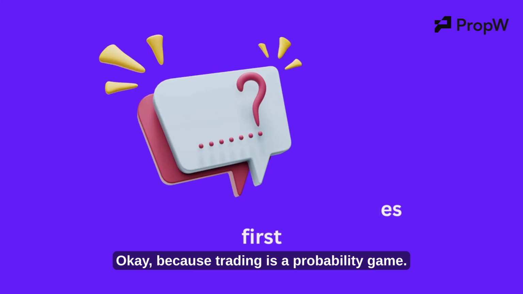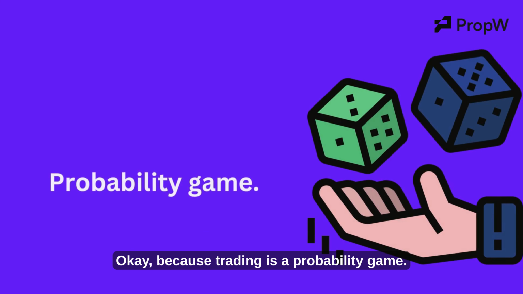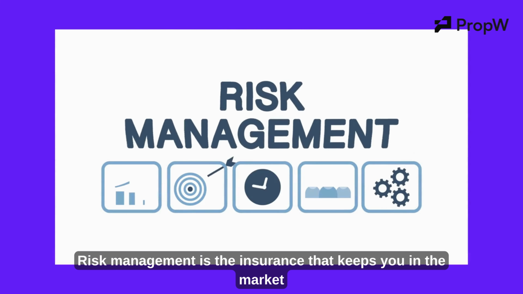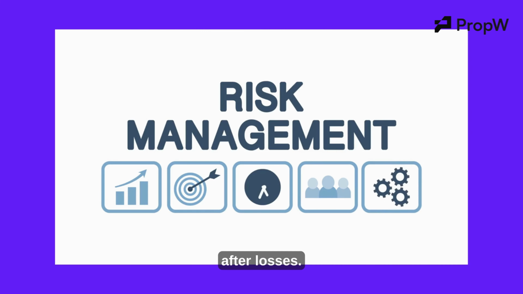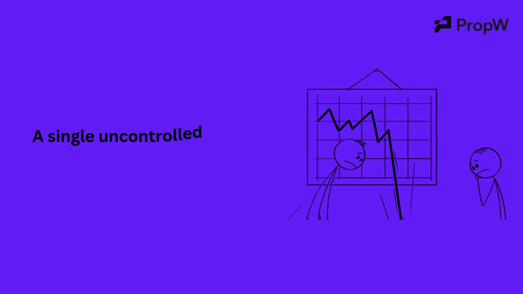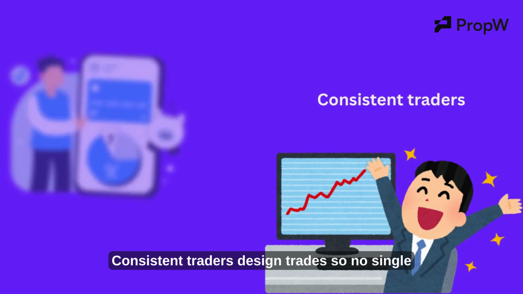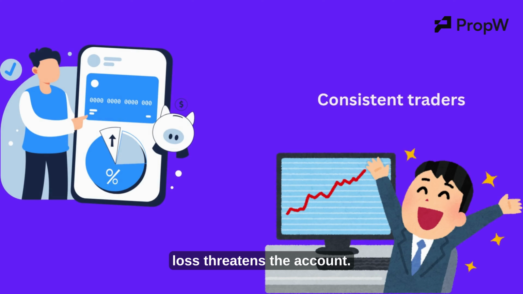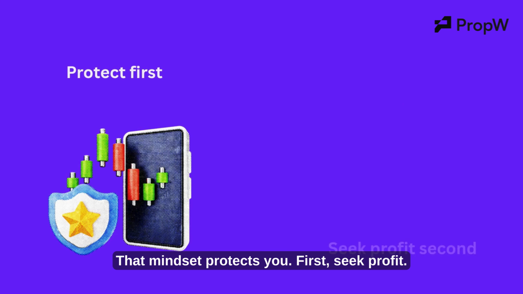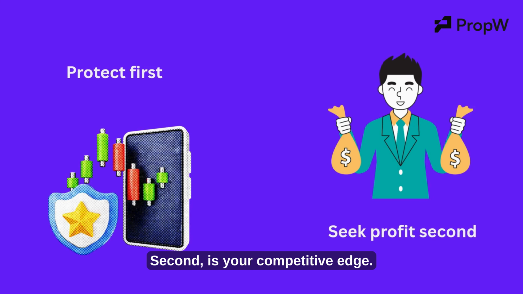You will ask me now why risk management comes first. Okay, because trading is a probability game. Even the best setups fail sometimes. Risk management is the insurance that keeps you in the market after losses. A single uncontrolled loss can erase months of progress. Consistent traders design trades so no single loss threatens the account. That mindset, protect first, seek profit second, is your competitive edge.